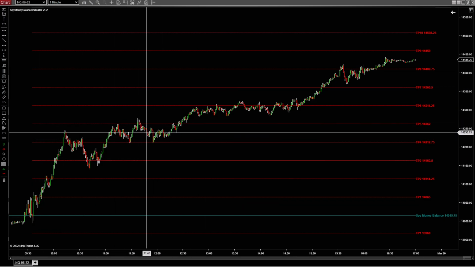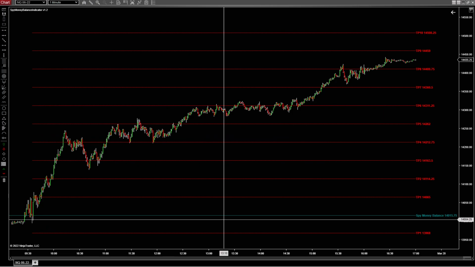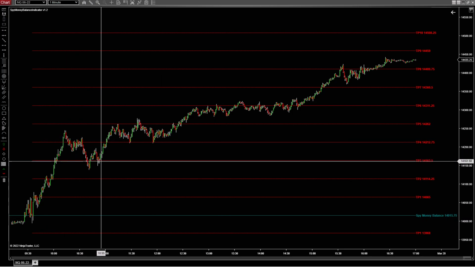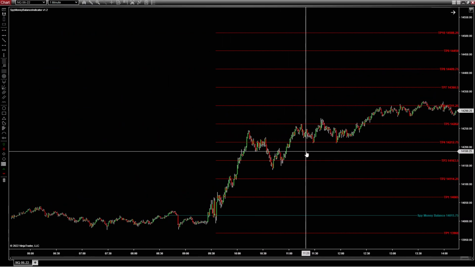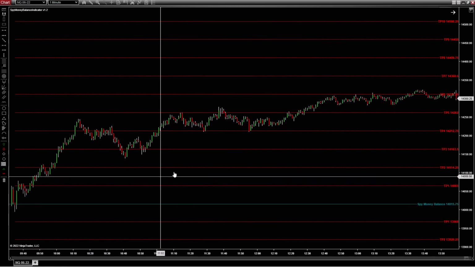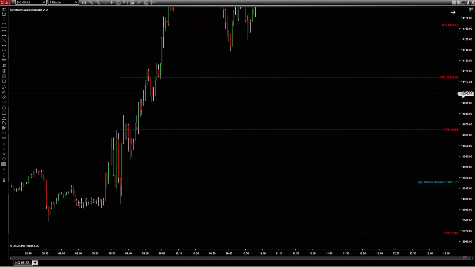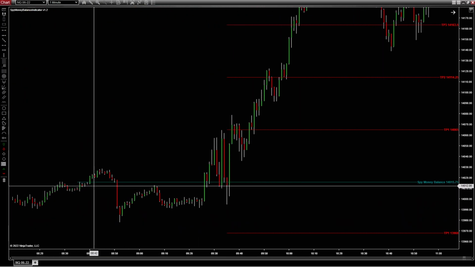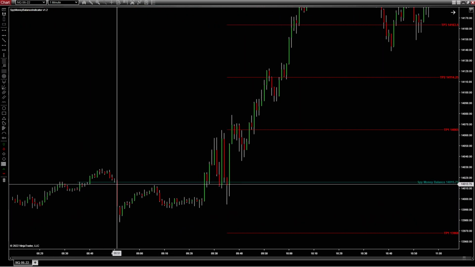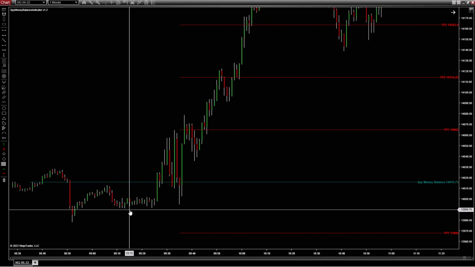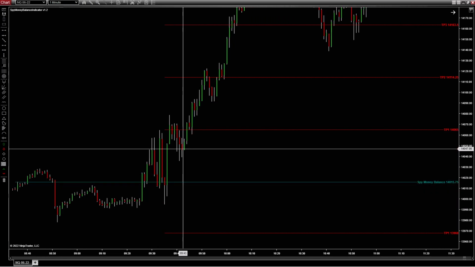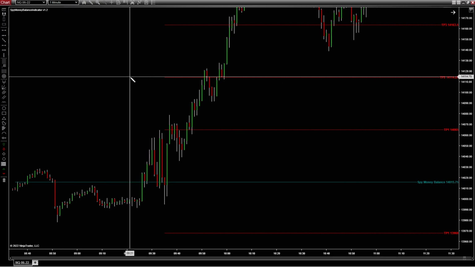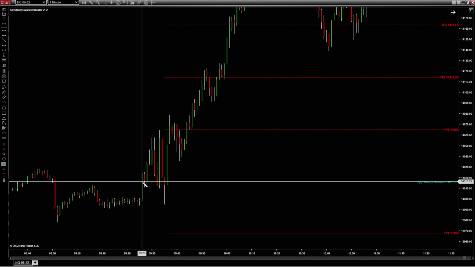Now that's not to say that it won't ever come back, because it will, just like it pulled back here. But let's just dissect this a little more and show you how it can work for you. You can start trading it sooner if you like, but if you wait for the open and you want to trade the balance of it, you can have an entry right here.